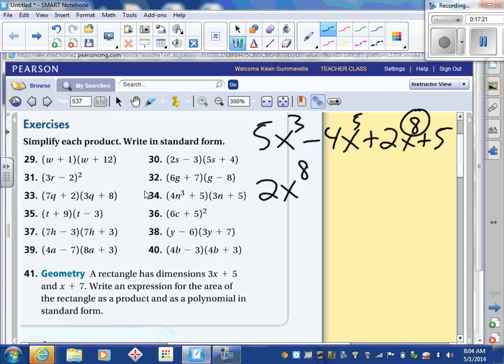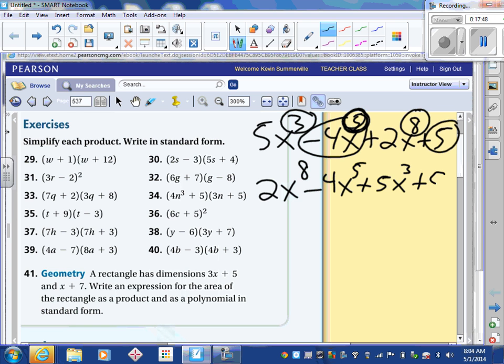What's the next highest exponent? 5. Notice I'm looking at the exponents, not the number. And notice this 5 goes with that minus sign. So it's minus 4x to the 5th power. Where's my next exponent? Right here. So it is plus 5x to the 3rd power. And what's last? The number. Now this is in standard form. Okay?